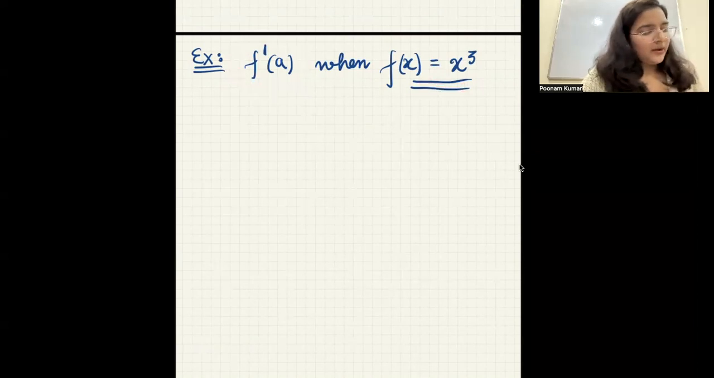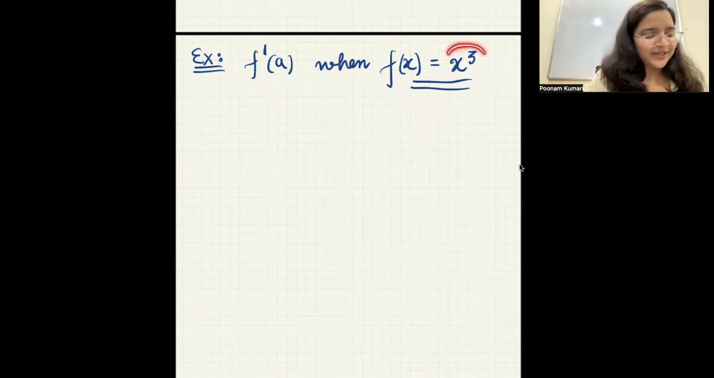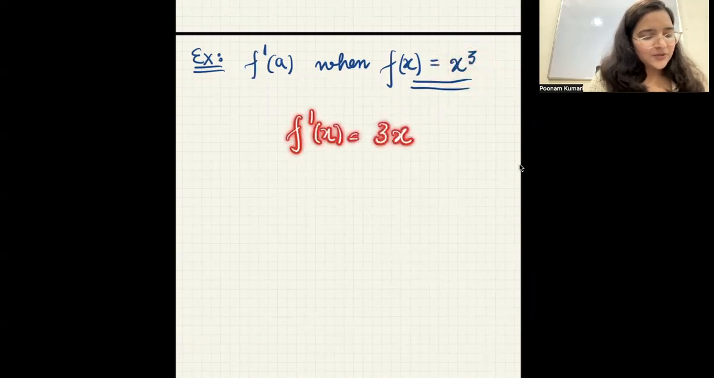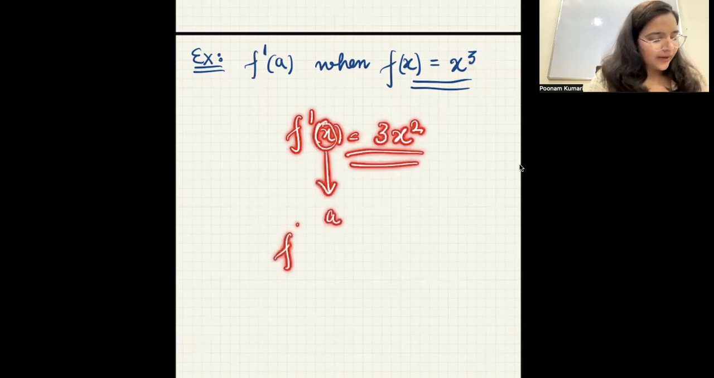So now what do we have to do, what steps are involved? There are lots of steps involved in this entire process. Directly, many people will just think that okay, f(x) is x cube, so what will happen, f prime x is nothing but 3x square, okay, and I have to find this out for a point A. So f prime a will be nothing but 3a square.